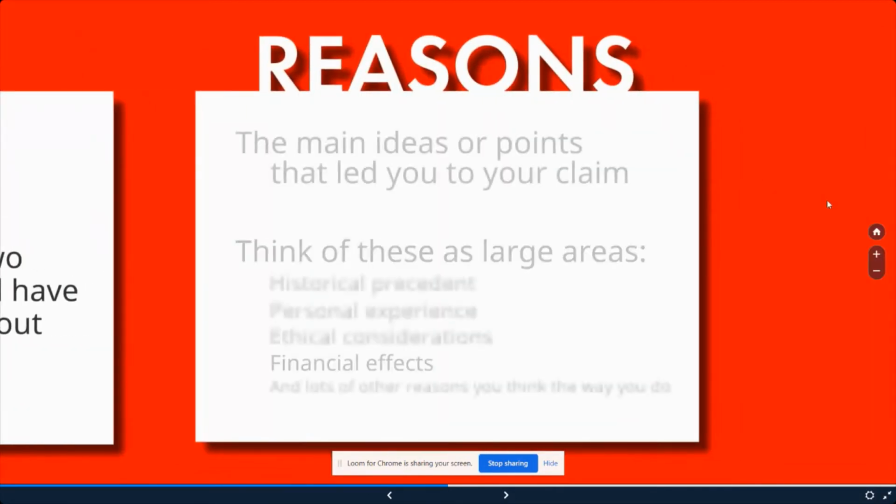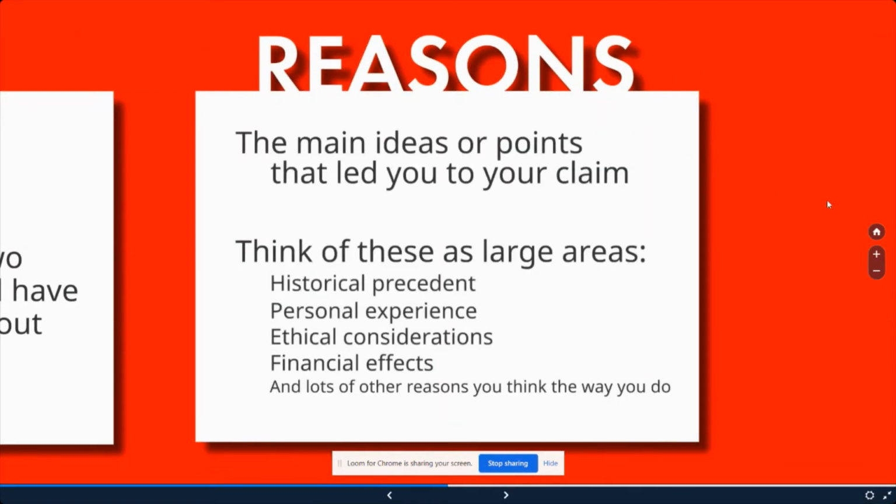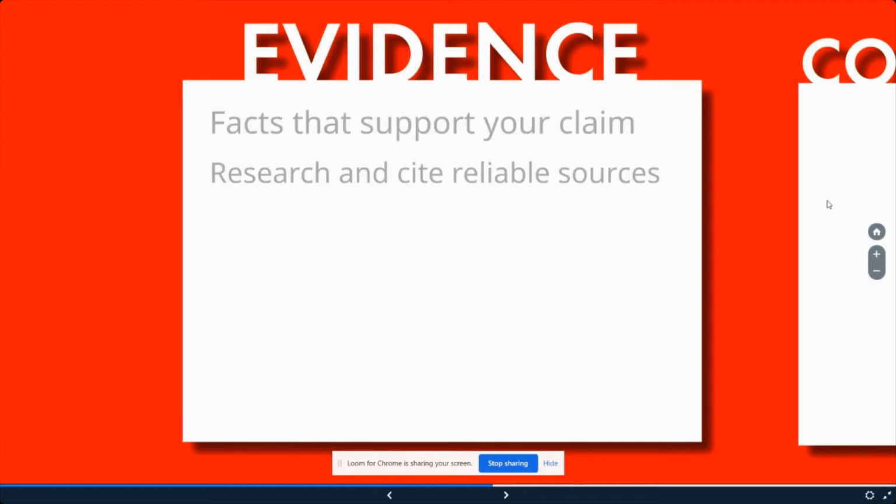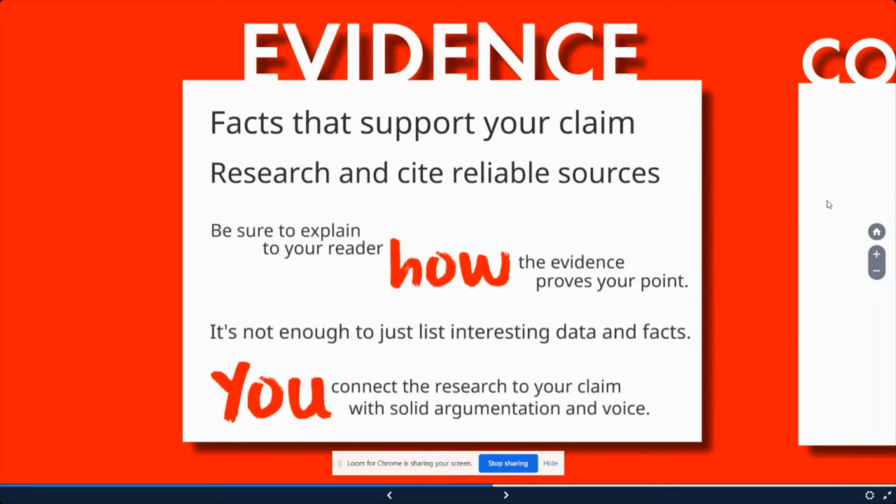So next we have our reasons. The reasons are the main ideas or points that led you to your claim. So think of these as large areas. So the historical precedent, personal experience, ethical considerations, financial effects, and lots of other reasons you think the way you do. All right? Evidence. So facts that support your claim. Also research and reliable sources. Be sure to explain to your reader how the evidence proves your point. Don't just put a quote. You need to connect that to your claim.